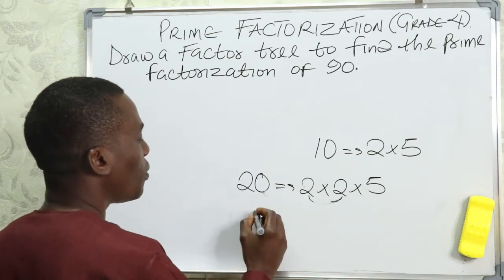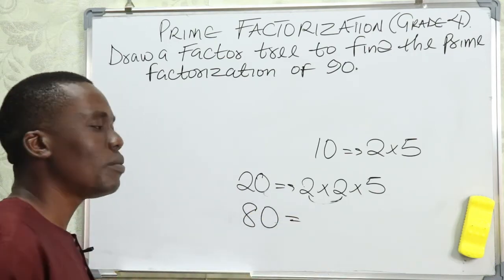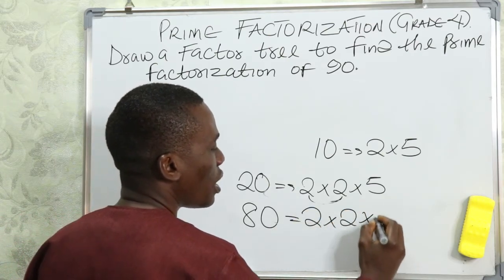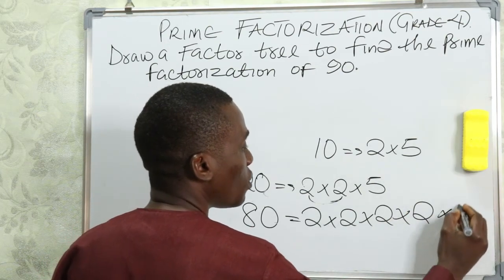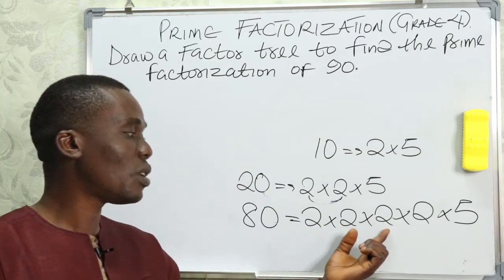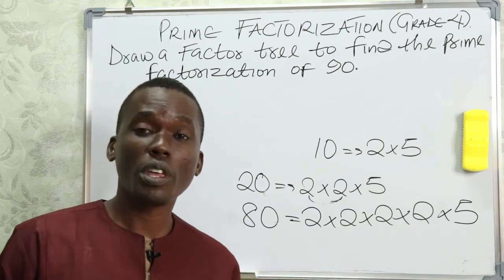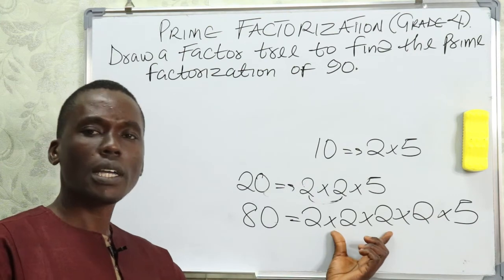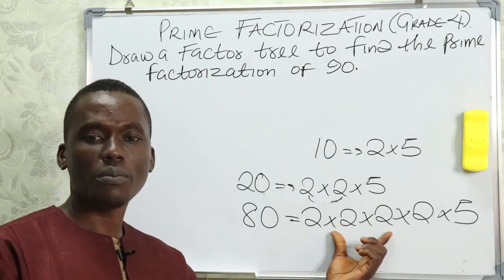Another good example is 80, and 80 has prime factors, that is 2 times 2 times 2 times 2 times 5. Now if you notice, 2 times 2 is 4, 4 times 2 is 8, 8 times 2 is 16, 16 times 5 will give us what? That will give us 80. So you notice that 2 as a prime factor reoccurred 4 times.